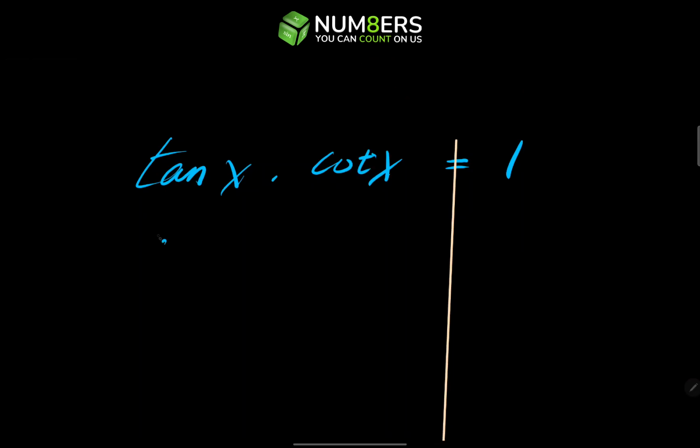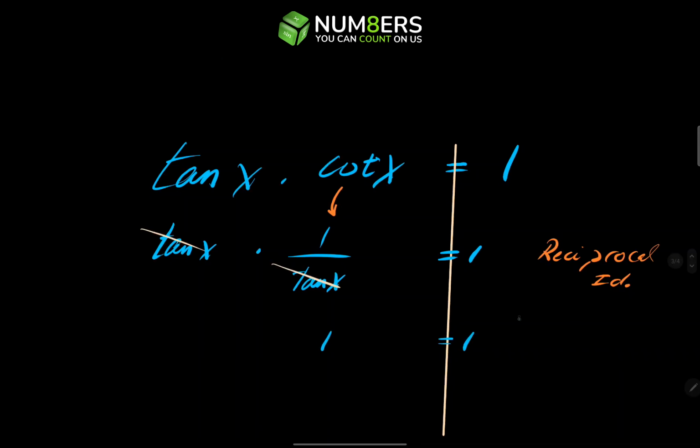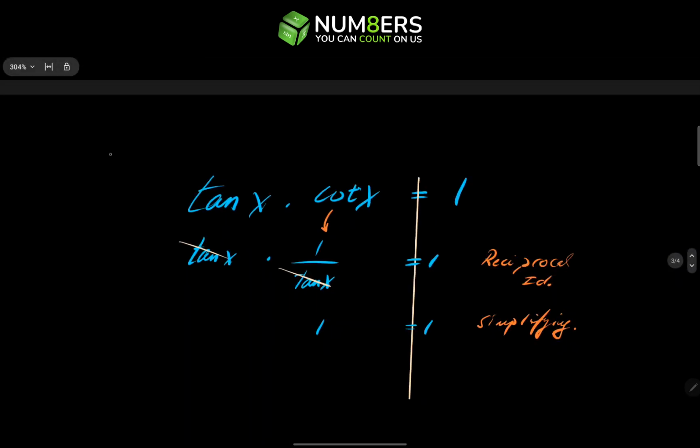We have tan. We're going to keep tan the same. Tan of x times cotan, which is now 1 over tan, equals 1. And because it's 1 over tan, what we did here to go from cotan x to 1 over tan x was use the reciprocal identity. So we write reciprocal identity. And here we can simplify. Tan x and tan x simplify. Again, we're left with just 1 on top. So 1 equals 1, and that's by simplifying. So I write simplifying. And that's it. That's the second method. Question number 1, second method.